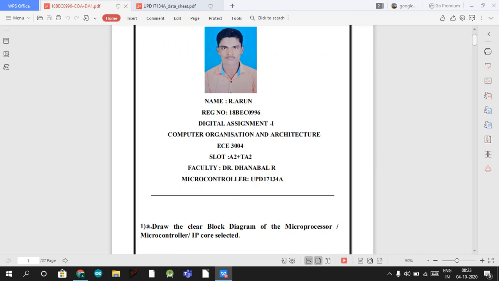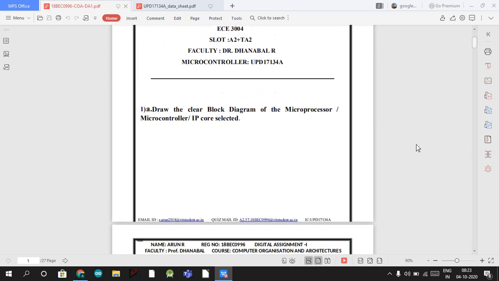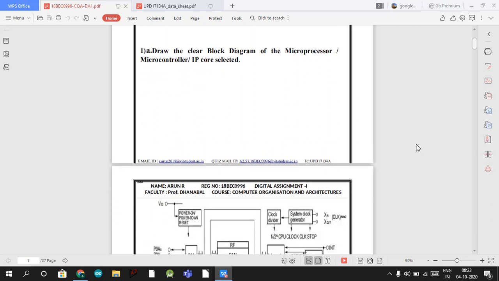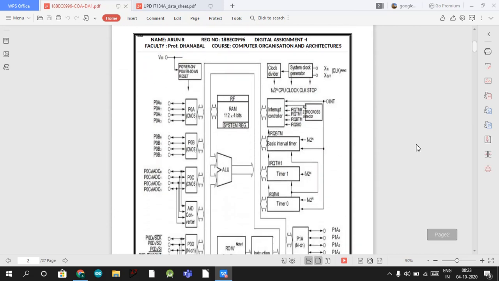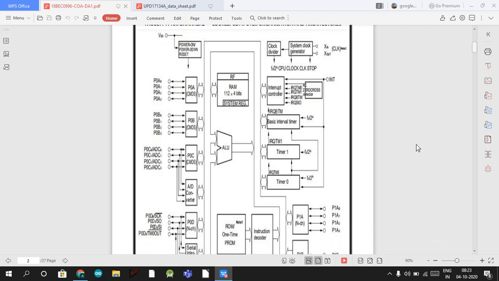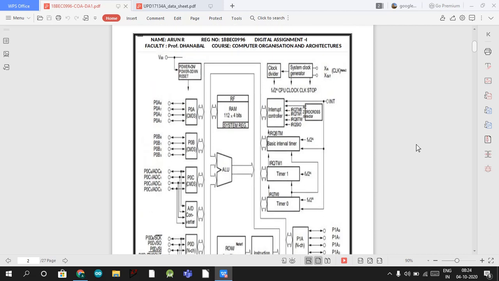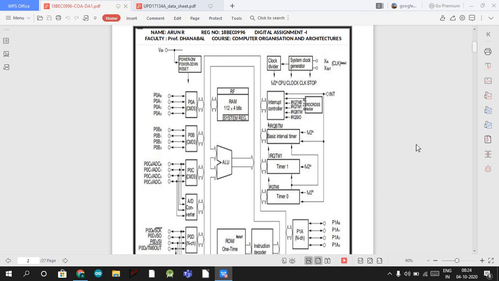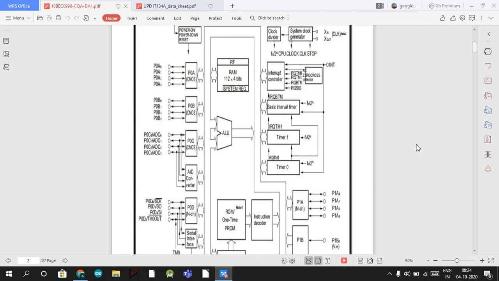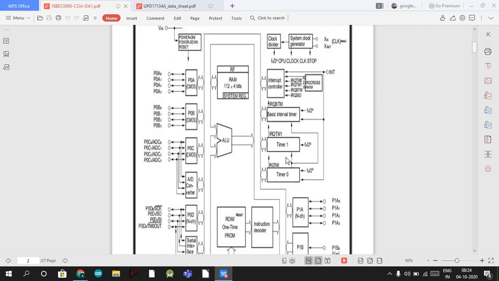Let's see the block diagram representation of the UPD17134A. This is the block diagram representation. The UPD17134A has 28 pins in total. After that, let's see the pin configuration of the UPD17134A. The UPD17134A has the ports P0A, P0B, P0C, P0D.